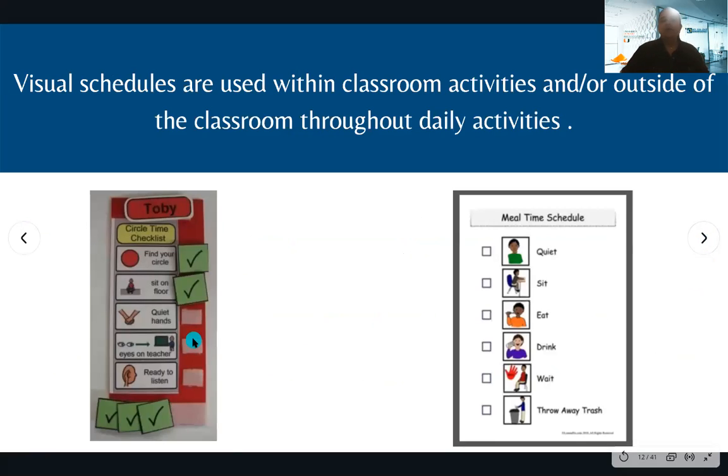So for example, within an activity, if they have to do multiple things within one activity, you can have a visual for them as well. For circle time, they can take this with them and have check marks, which is what it shows here on the left, for each thing that they're going to do. So they find their circle, they get a check mark. They sit on the floor, they get a check mark. Quiet hands, eyes on the teacher, ready to listen, etc. And the same thing for lunchtime or snack time. You give them a progression of what they should be doing during that time.